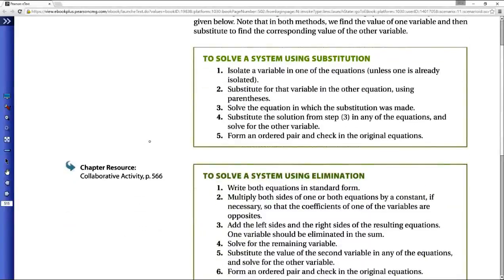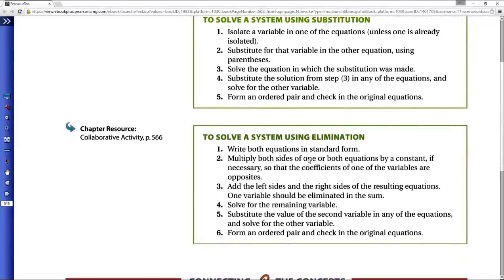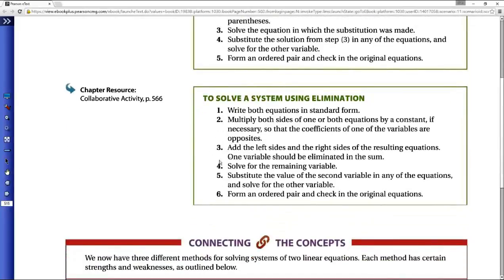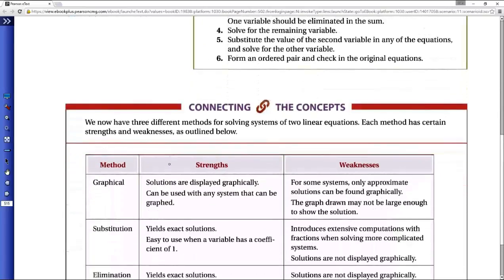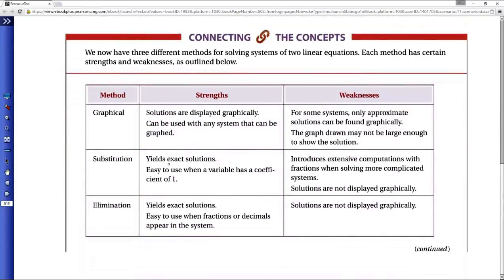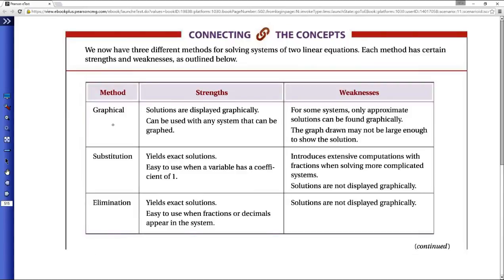Here's a summary of the two methods. Solve a system with substitution. You can read through that, and solve a system using elimination. If you follow these steps, it'll take care of all that. And then here also is connecting the concepts, which is nice. We went through the graphical method in section 1. It talks about its strength. It basically gives you a visual. That's a real strong thing in any kind of mathematics, if you can get a picture of it.